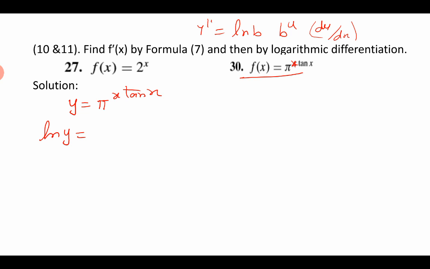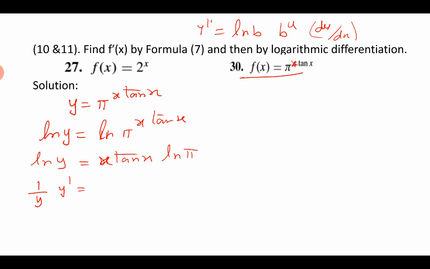Directly you can do that by using the formula, but I am using logarithmic differentiation. Now ln y is equal to ln pi to the power x tan x, and it will be x tan x into ln pi. Differentiate with respect to x on both sides. So this is 1 over y times y prime.